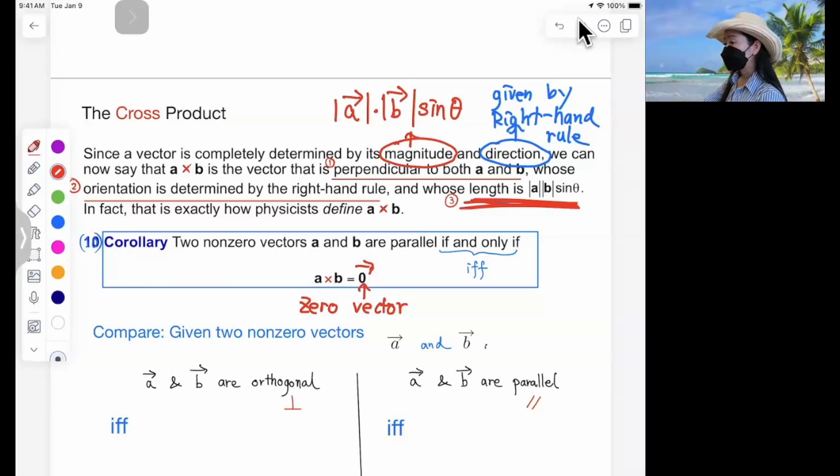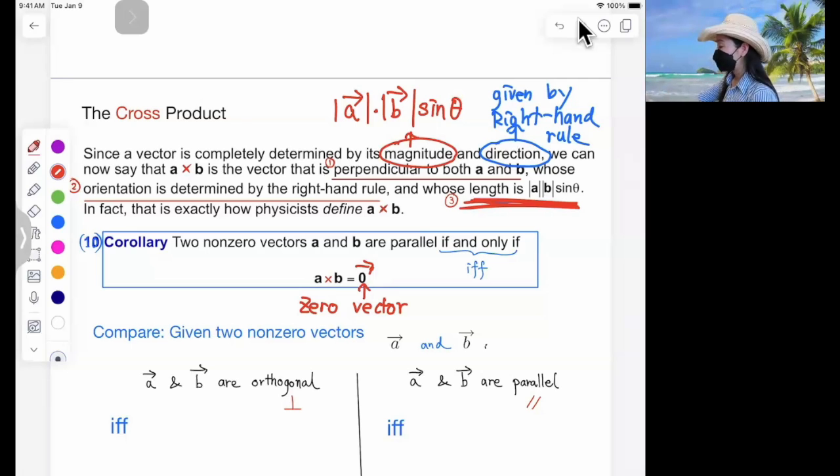So this is an if and only if statement. Now maybe repeat after me, just like last time. I say once and then you say once. Two non-zero vectors A and B are parallel if and only if their cross product is a zero vector. Very good, good job.